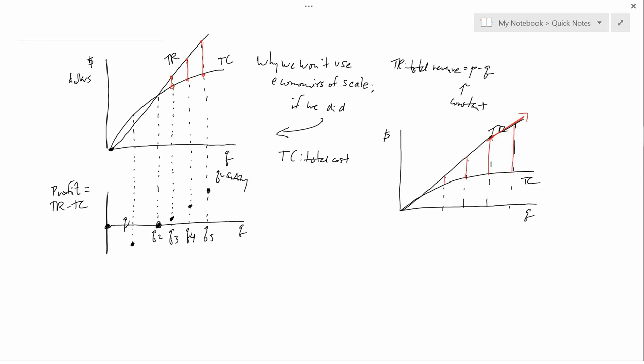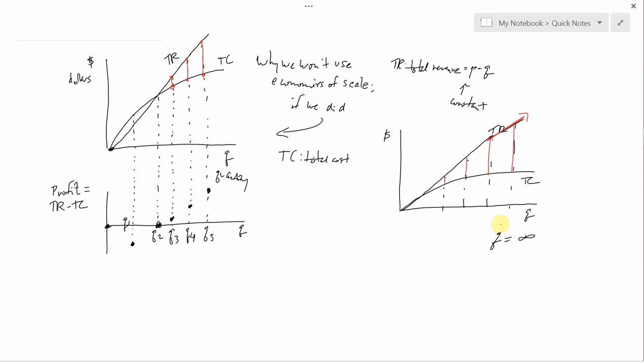You can think, on average, revenue stays the same. It's just equal to price. But on average, cost keeps on falling. The bigger and bigger Q is, the smaller and smaller average cost is. The result is that what the firm wants to do is set Q equal to infinity.